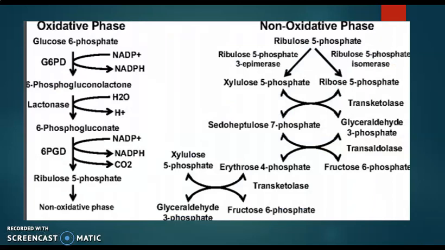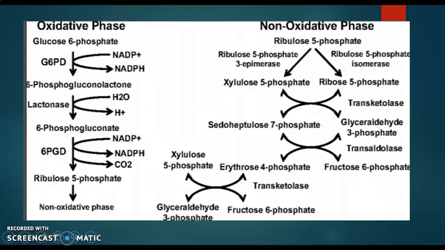So these are the two important phases of the HMP pathway, the oxidative phase and the non-oxidative phase. In the oxidative phase, the glucose 6-phosphate molecule, with the help of the enzyme glucose 6-phosphate dehydrogenase, can be converted to 6-phosphogluconolactone. Again these steps are repeating. This is the oxidative phase of the HMP pathway. This 6-phosphogluconolactone is again converted to 6-phosphogluconate with the help of the enzyme lactonase.